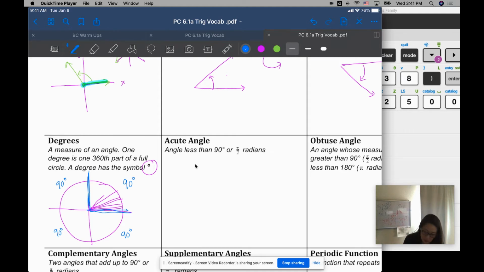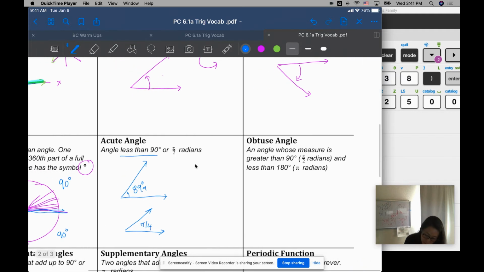An acute angle is one that is less than 90 degrees. So an opening of 89 degrees, 89.9 degrees would be an acute angle. In radians, an acute angle would be something that's less than pi over 2, so like pi over 4.